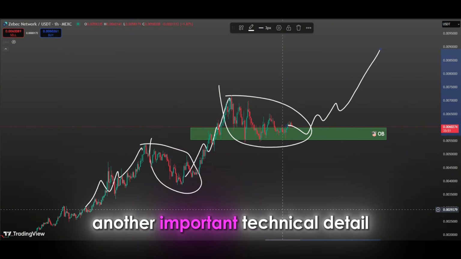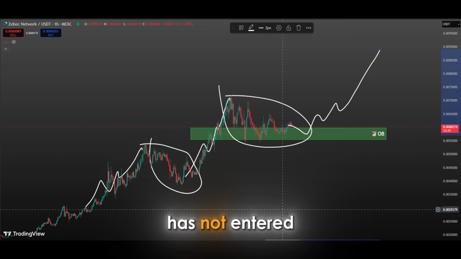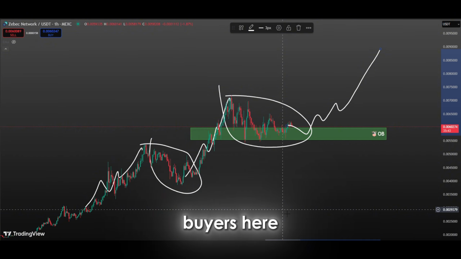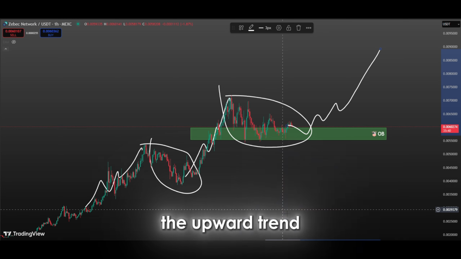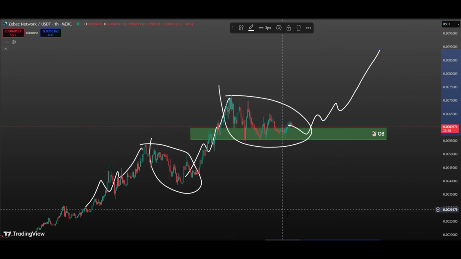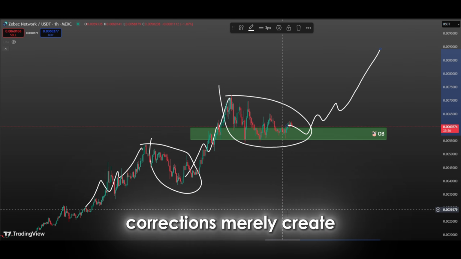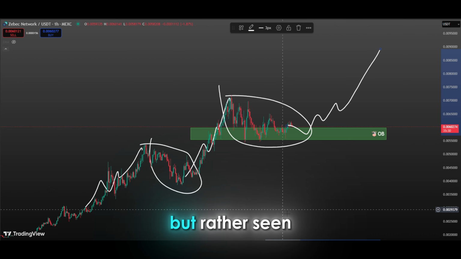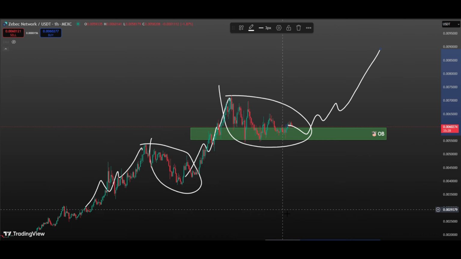Another important technical detail is that this correction has not entered the previous rally zone. In other words, the price has stabilized well above prior low levels and is finding buyers here. This tells us that the market has not yet broken its structure and the upward trend remains intact. In an unbroken trend environment, corrections merely create new buying opportunities. Therefore, such pullbacks should not be a cause for panic, but rather seen as strategic entry points.